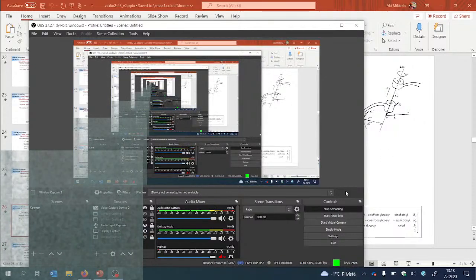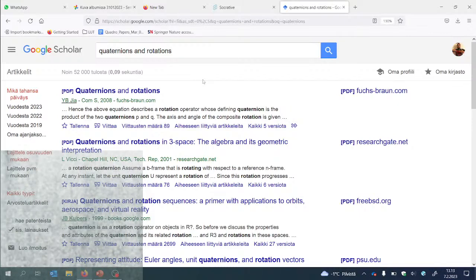Let me see what happens if I type here. If I take myself to Google Scholar. Quaternions and rotation sequence. Okay, maybe this is already, quaternions and rotations. 52,000 articles. Okay, that's a lot. That's maybe too much. And that exactly is a problem in a Google Scholar. This is what I would like to show you, exactly showing what the problem is in Google Scholar. Too much material, because some of them are important, but many of them are not.